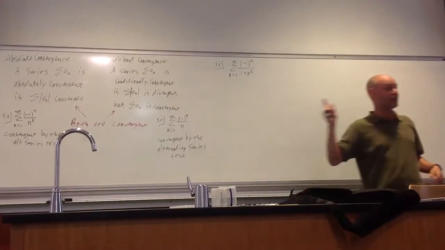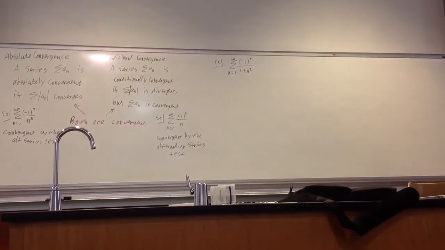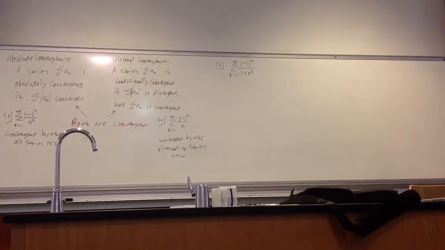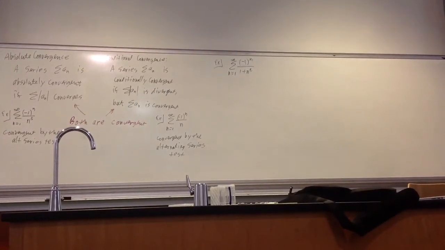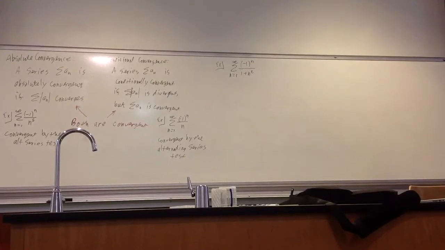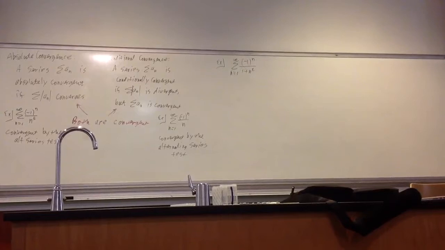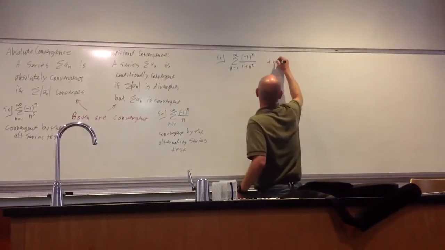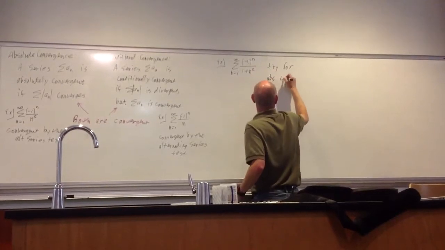If I take the absolute value and I run a test, and it's not convergent, that leaves me two options. It's either conditionally convergent, or it's divergent. Right? I can't conclude anything. So I'm going to risk it. I'm going to take a chance, and I'm going to try for absolute convergence.